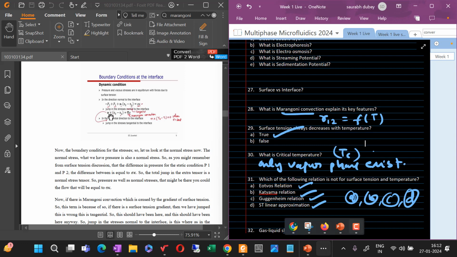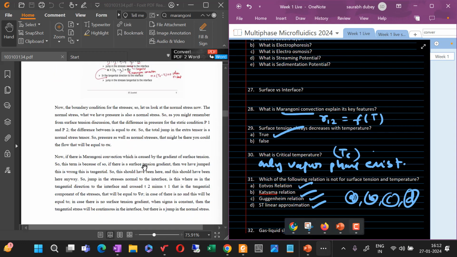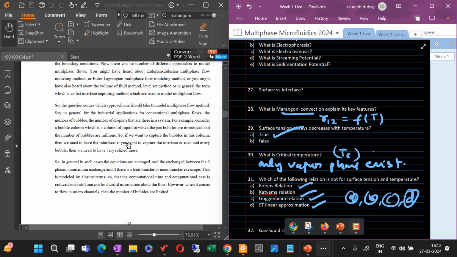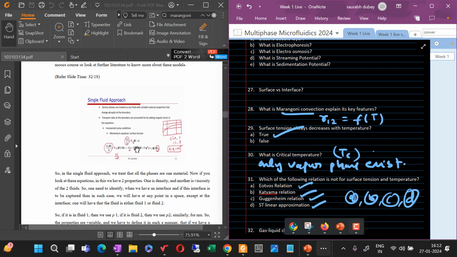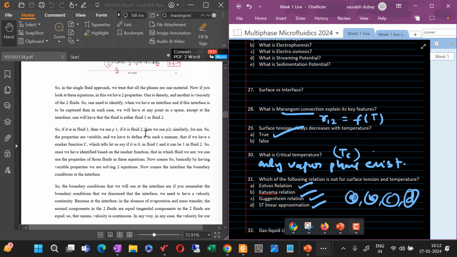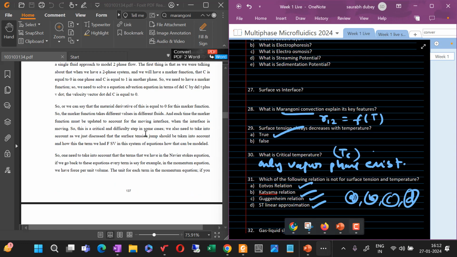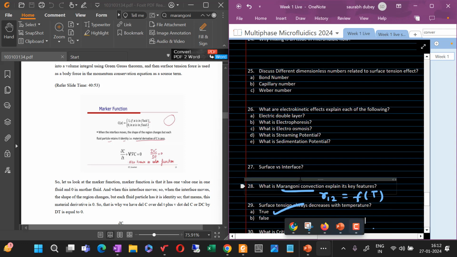In this case, if the Marangoni effect is there, it will involve the gradient of the surface tension with temperature, and that will be reflected in the normal and the tangential balance for your flow system. You just look at it in the lecture, where sir has explained it a bit more.